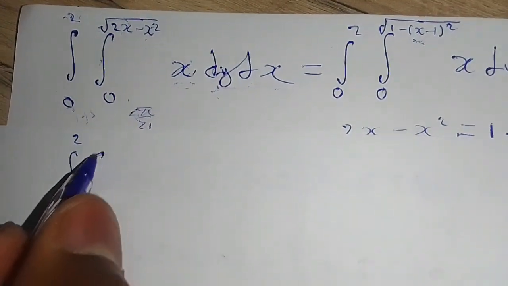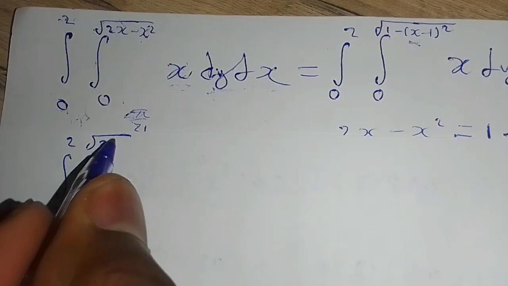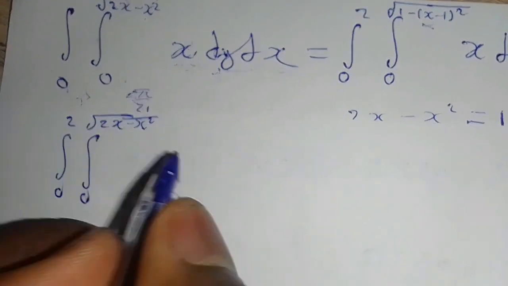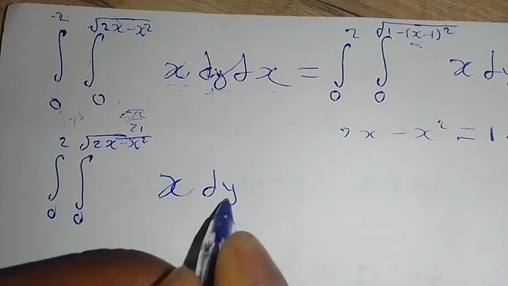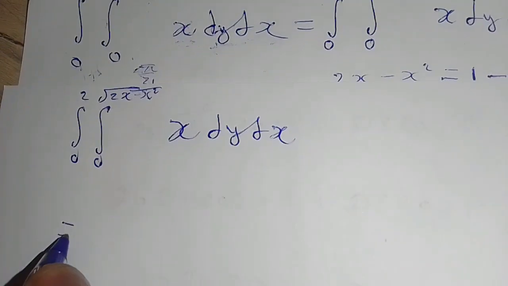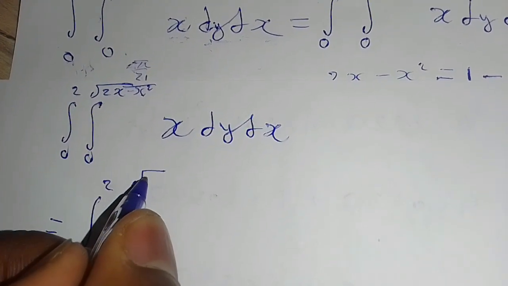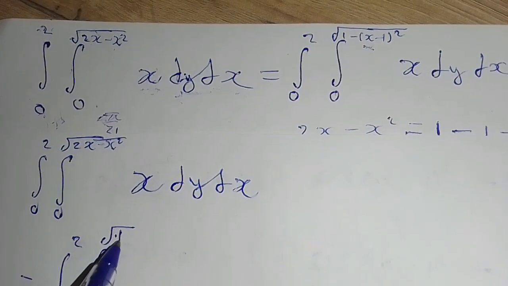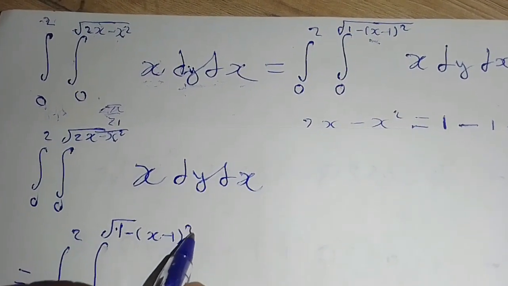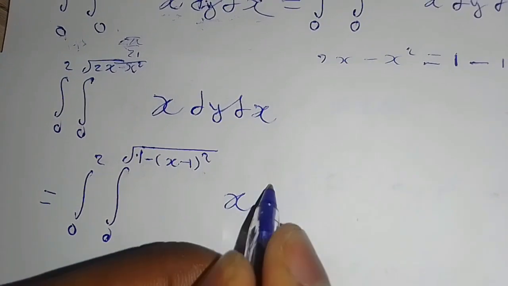But basically now, let me quickly show you how this problem was easy if you were not using polar coordinates, dy dx. Like I said, it's best to write that integral as something like this: 0 to the square root of 1 minus (x minus 1) squared. Then you have x dy dx.